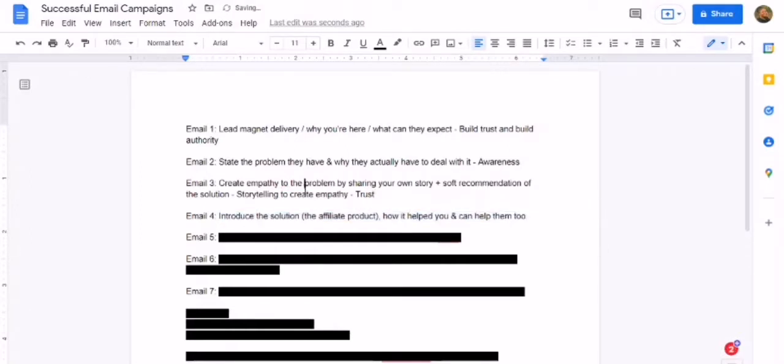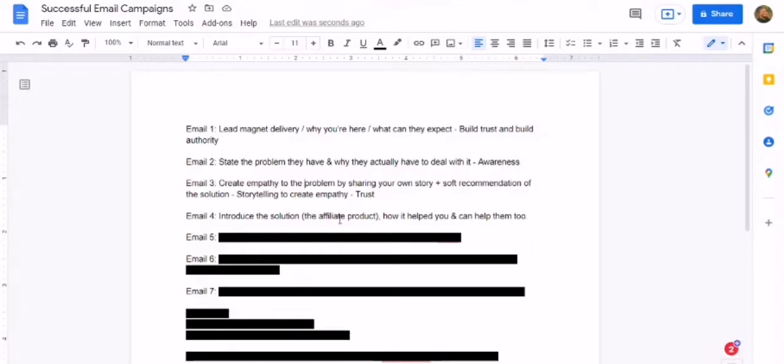So at this point, you are going to introduce the solution to them, which is your affiliate product, how it helped you. Remember that you shared your story with them before. Now you remind them again how it helped you and how it can help them get away from that problem, because all these things, now you made them aware of their problems and they know that they actually have to deal with it because of your second email. You've told them your story.